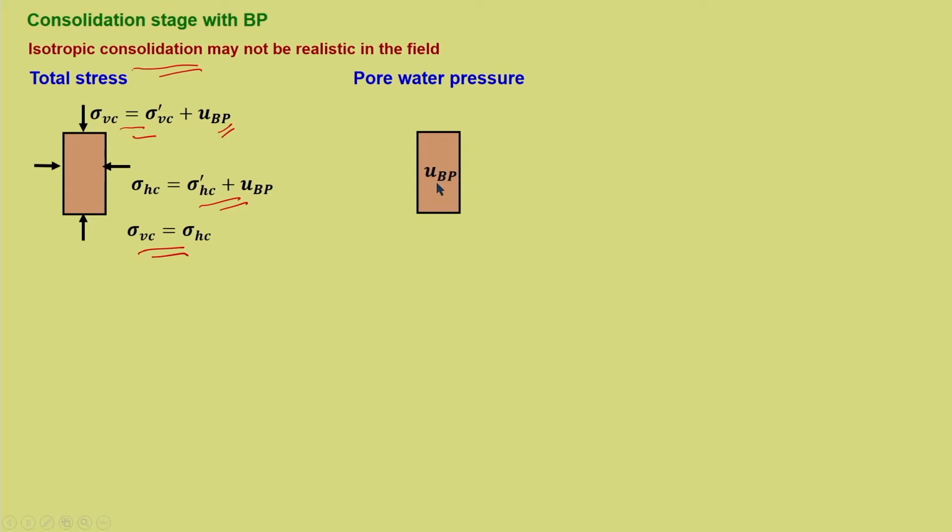So, UBP will be the back pressure, pore water pressure. So, what has happened? UBP is increased outside and there is an increase inside also. So, net effect is 0. So, effective stress is sigma V dash C and sigma H dash C. Now, in the previous case also, that is when back pressure is not applied, the sigma V dash C and sigma H dash C is the same. So, we are not altering the initial effective stress condition.